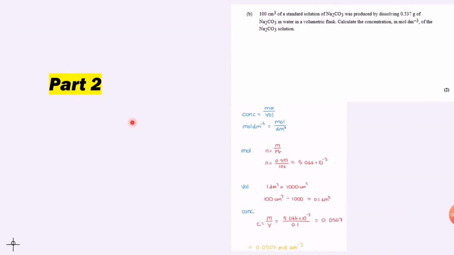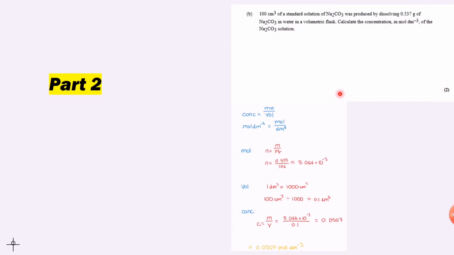And then moving on to part 2. So we have 100 centimeter cubed of standard solution of sodium carbonate. And this was produced by dissolving 0.537 grams of sodium carbonate in water in a volumetric flask. Calculate the concentration in moles per decimeter cubed of the sodium carbonate solution, and this is 2 marks.